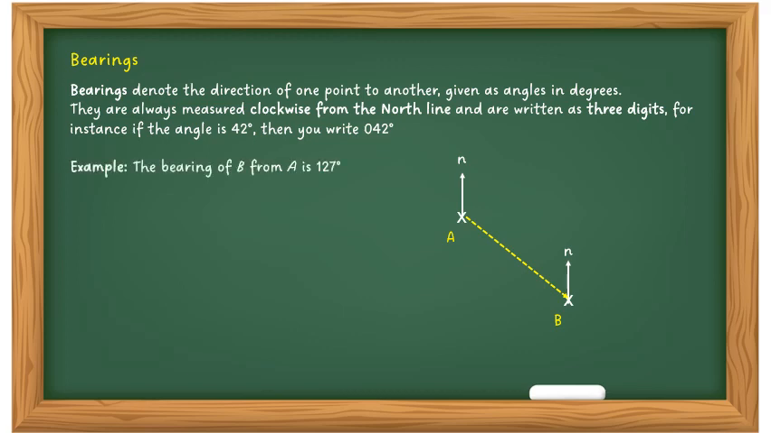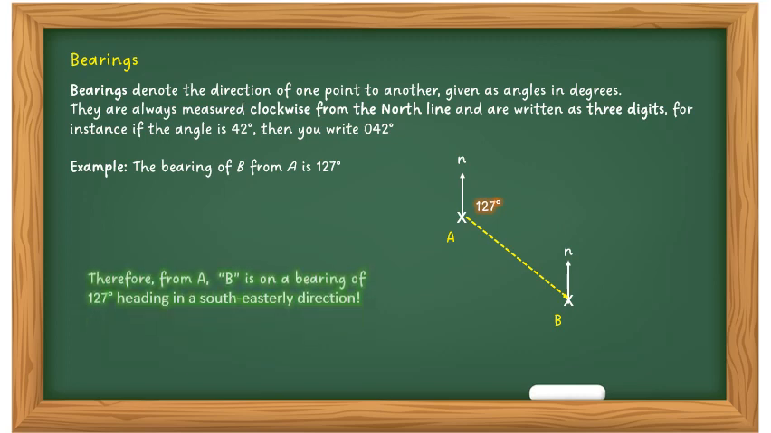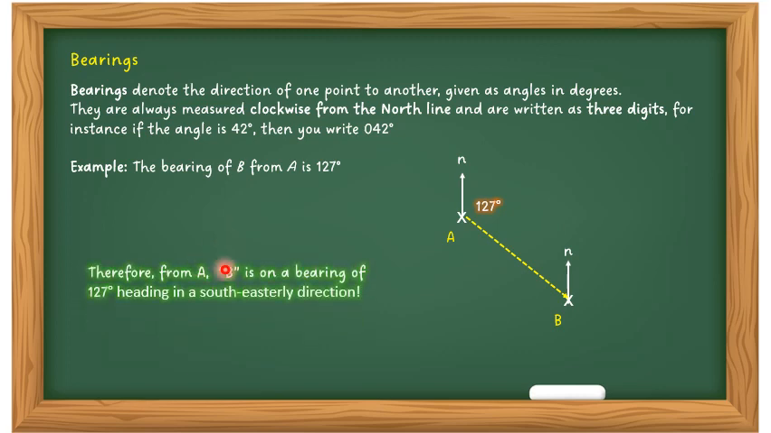Okay, so the example here is the bearing to B from A is 127, and you can see the angle from A to B is 127. All right, so if you get your protractor out, that's what it is. Therefore A to B is on a bearing of 127 on a heading in a southeasterly direction. Now you remember that's north, okay, and east is that direction. Okay, so you're heading in a southeasterly direction.